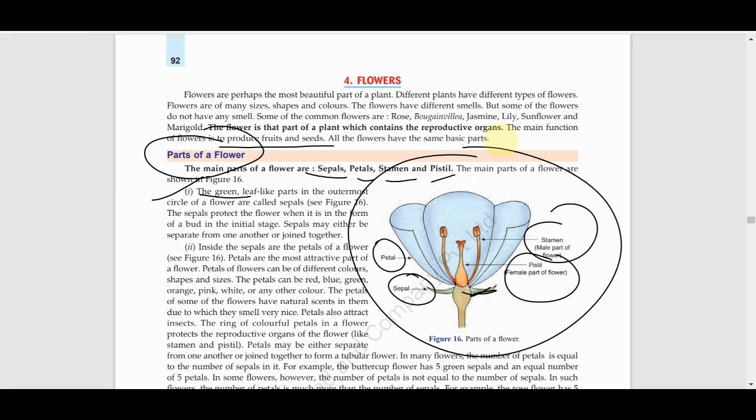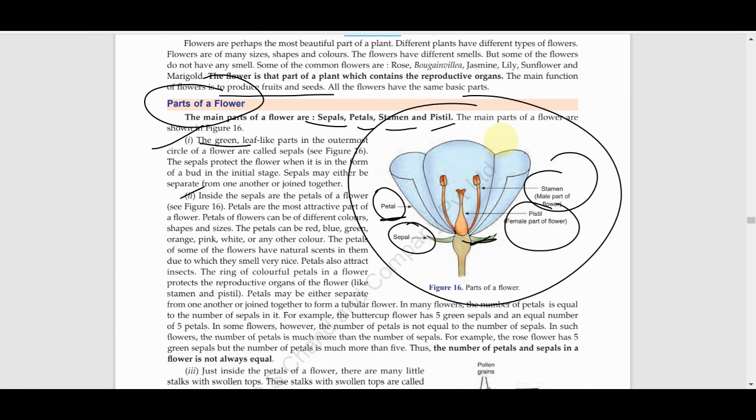And second, you will see the petals. Petals, as we know, are generally found in different colors. It may be red, blue, green, and sometimes petals have a specific scent or natural fragrance. They have a smell, a different kind of smell or a specific smell.